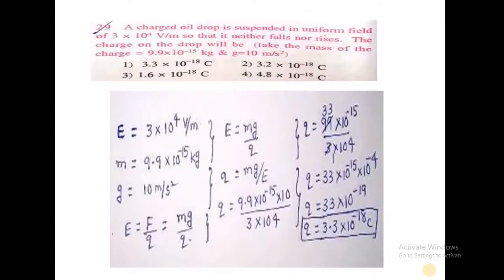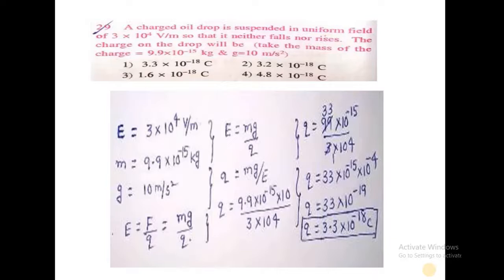Next question. A charged oil drop is suspended in a uniform electric field of 3 into 10 to the power of 4 volt per meter so that it neither falls nor rises. The charge on the drop will be? Take the mass of the drop 9.9 into 10 to the power of minus 15 kg and g equal to 10 meter per second square. Here the given conditions are, electric field E equal to 3 into 10 to the power of 4 volt per meter, and also mass of the drop m equal to 9.9 into 10 to the power of minus 15 kg, and also acceleration due to gravity g equal to 10 meter per second square.